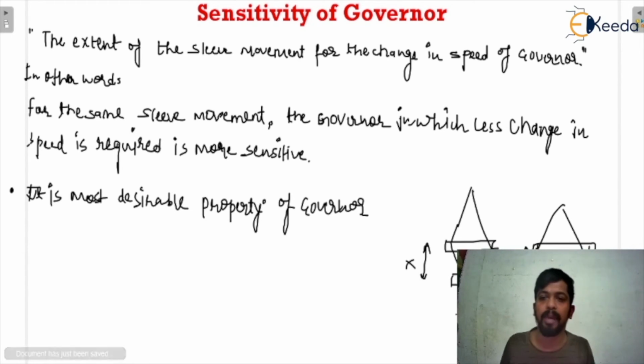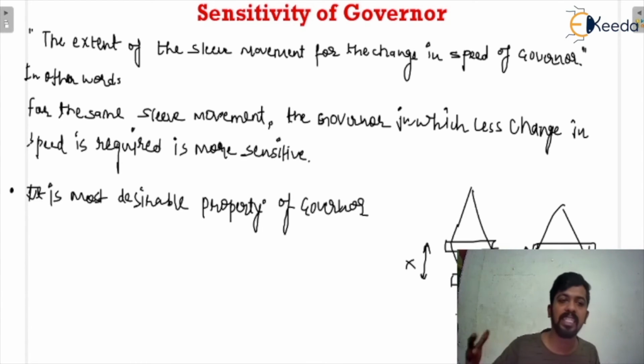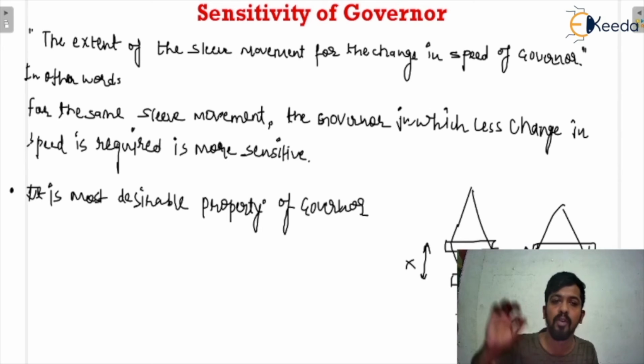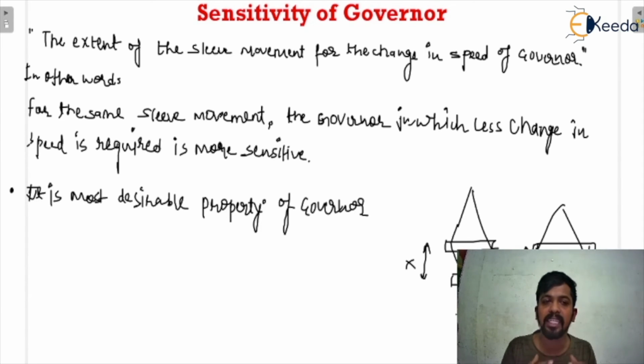So for the same sleeve movement, in which less change in speed is required, because we have to change the speed of the governor in order to move the sleeve. So the less change in speed is required, the more sensitive the governor becomes. The governor for the same sleeve movement in which less change in speed is required will be more sensitive. Okay, now you are getting my point.